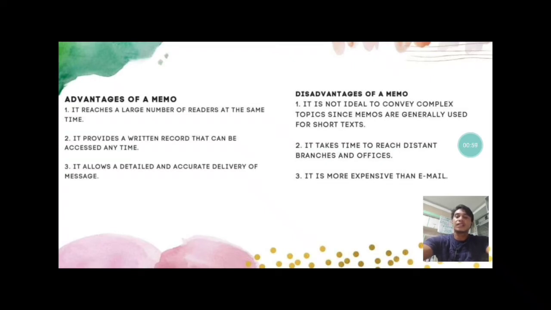And number 3, it is more expensive than email. So mas expensive siya kaysa sa email. As usually a memo is a printed form. It is expensive than other means. Sometimes printed memos remain unused because the more readers, the more printed memos ang imong mabuhat. And that's all. Thank you.